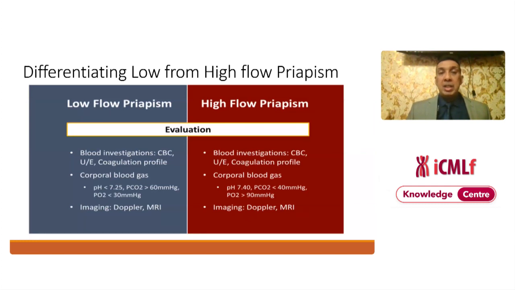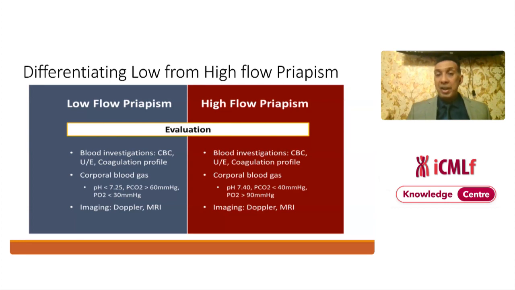What about evaluation? Both types of priapism require basic investigations like complete blood count, urea and electrolytes, and coagulation profiles. But the blood gas is very differentiating. In low flow priapism, you will find a pH less than 7.25, PCO2 more than 60 millimeters of mercury, and partial pressure of oxygen less than 30 millimeters of mercury.